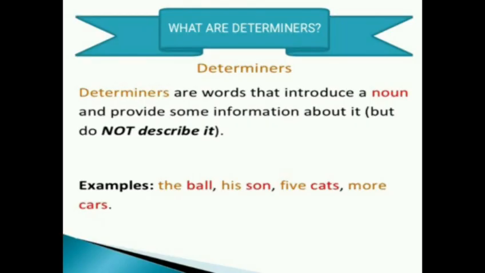Determiners are words that introduce a noun and provide some information about it. Okay students, this particular line is to be kept in mind very nicely. They are the words that introduce a noun, meaning they are used before a noun to introduce that thing and give some information about it. For example, a ball, his son, 5 cats, more cars, etc.